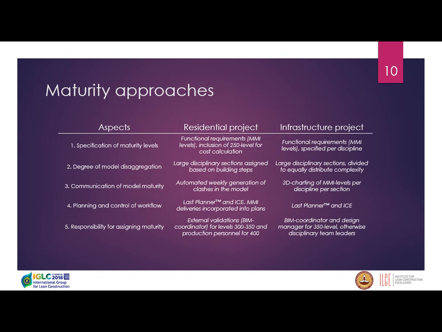So, as many of you might not be able to see because the text is so small, the maturity approaches in both of these cases emphasized simplicity and were quite similar, in fact, in almost all of the aspects except for the approach to communicating the state of the model maturity. In other words, they both used functional requirements for maturity deliveries rather than geometrical requirements, and they both used the maturity as an indicator of disciplinary models within large sections of the BIM. So they separated the models into different sections and managed the maturity as an indicator of the disciplinary models within each of these sections.